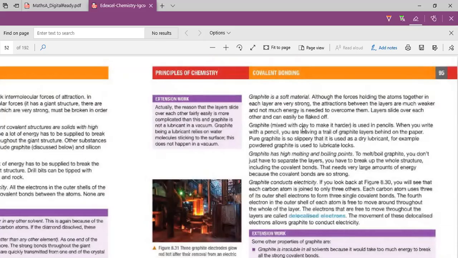Now, when you write with a pencil, you are leaving a trace of graphite layers behind on the paper.